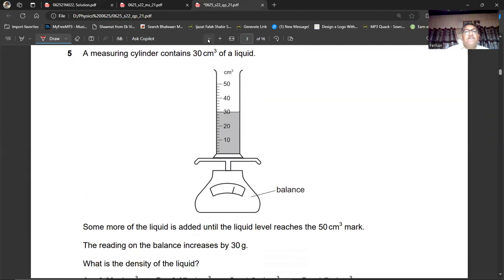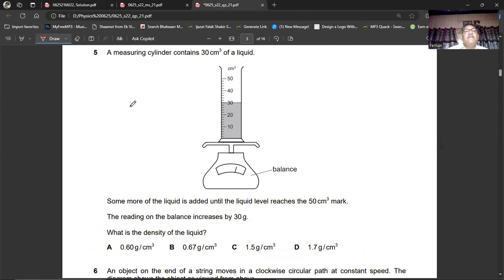Question number 5 is coming up on your screen. It says, a measuring cylinder contains 30 cm³ of a liquid. Some more of the liquid is added until the liquid level reaches the 50 cm³ mark. So the liquid which they have added is 50 minus 30, that is 20 cm³. The reading on the balance increases by 30 g. So this 20 cm³ has a mass of 30 g. What is the density of the liquid?